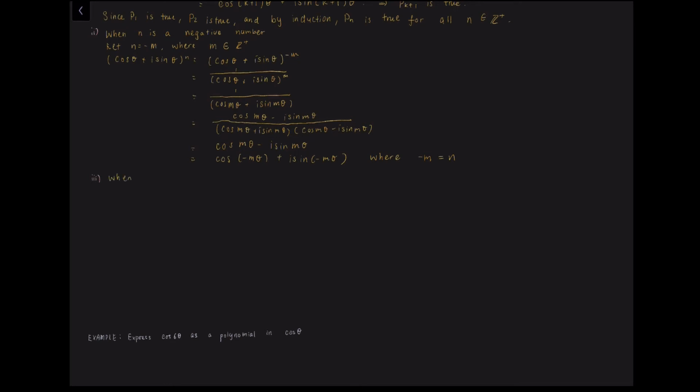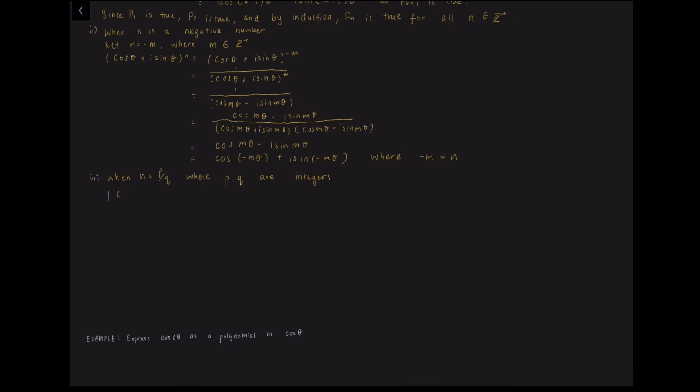When n equals p over q, where p and q are integers, we substitute n with p over q, and we get (cos (p/q) theta + i sin (p/q) theta)^q. And using De Moivre's Theorem, we obtain cos p theta + i sin p theta, which again using De Moivre's Theorem, we obtain (cos theta + i sin theta)^p.